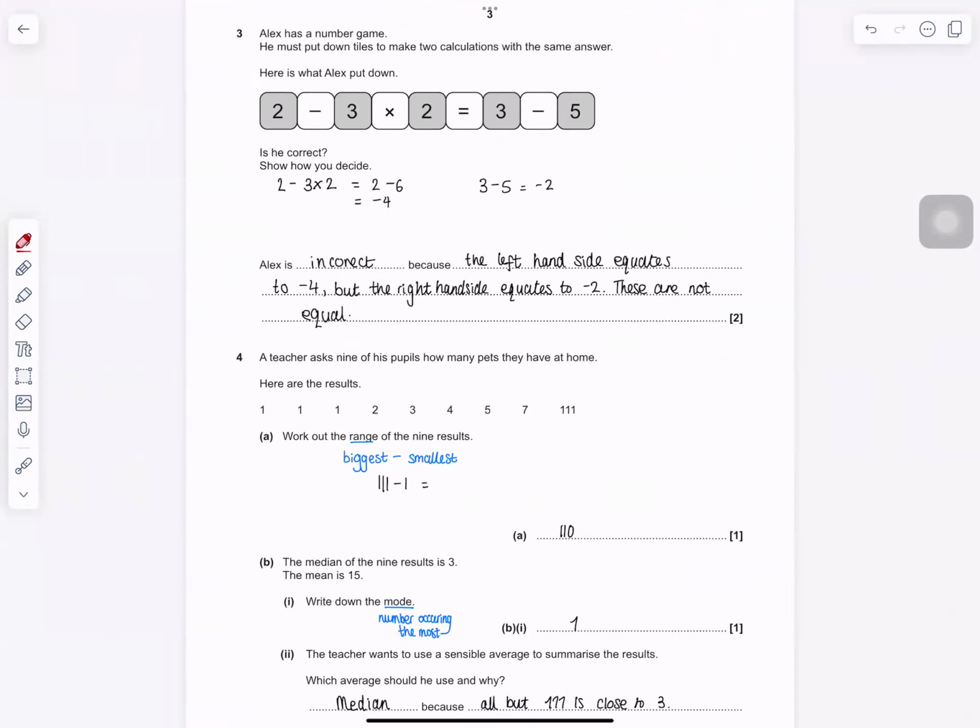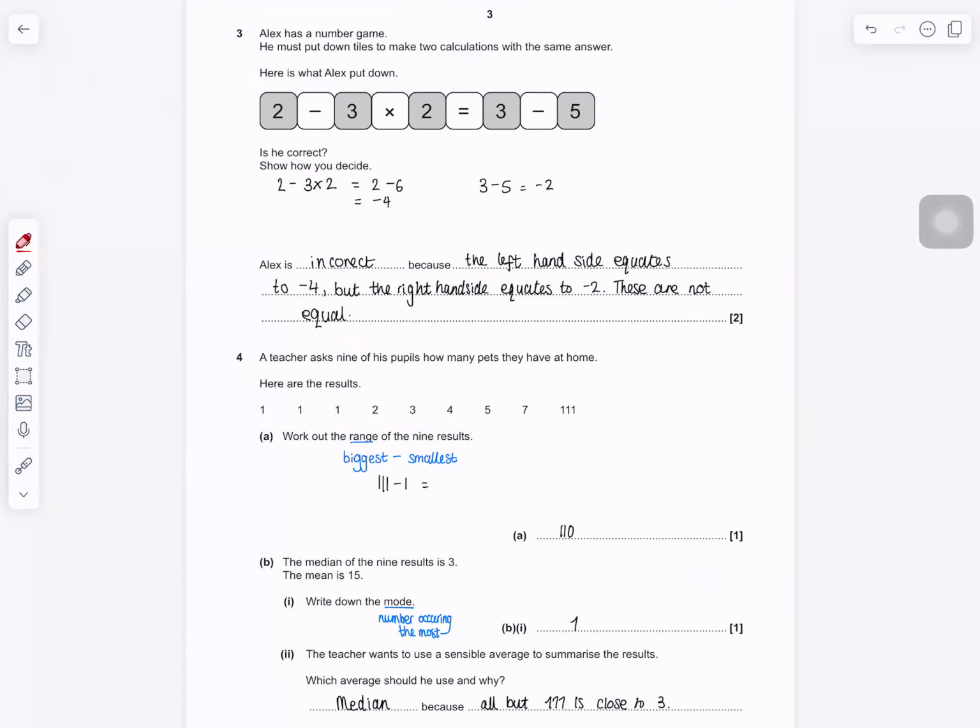Alex has a number game. He must put down tiles to make 2 calculations with the same answer. Here's what Alex put down. Is he correct? No. Why? Because 2 minus 3 times 2 equals -4, and 3 minus 5 equals -2.